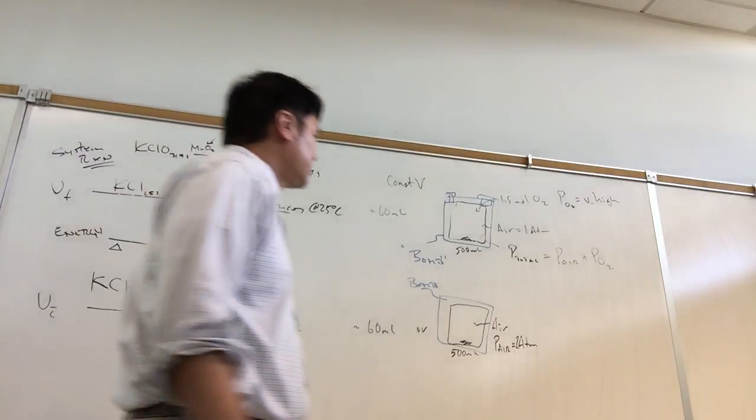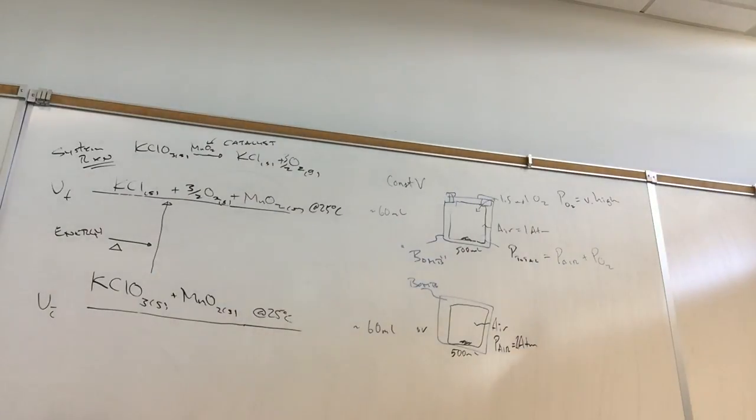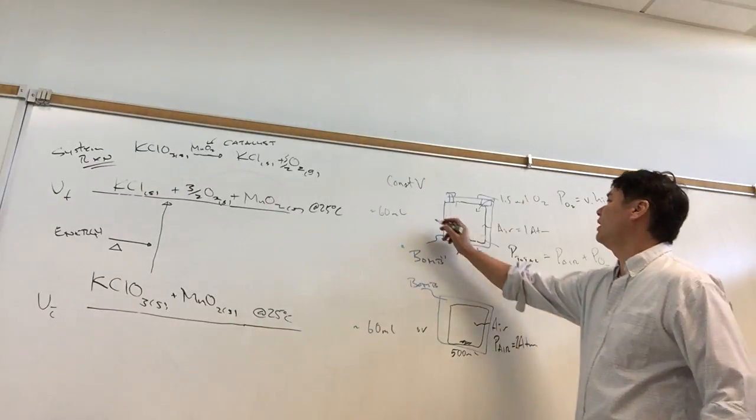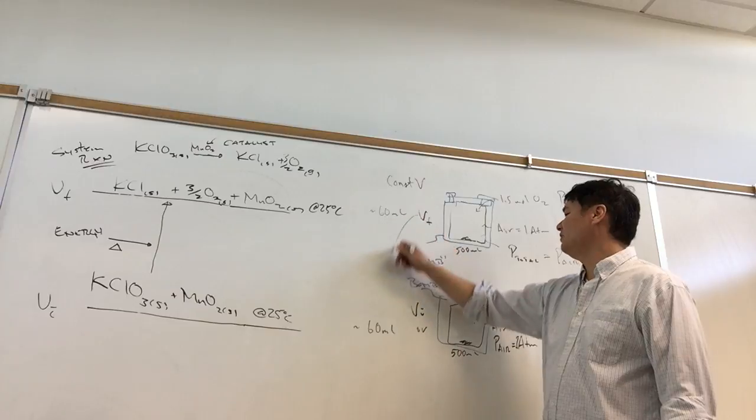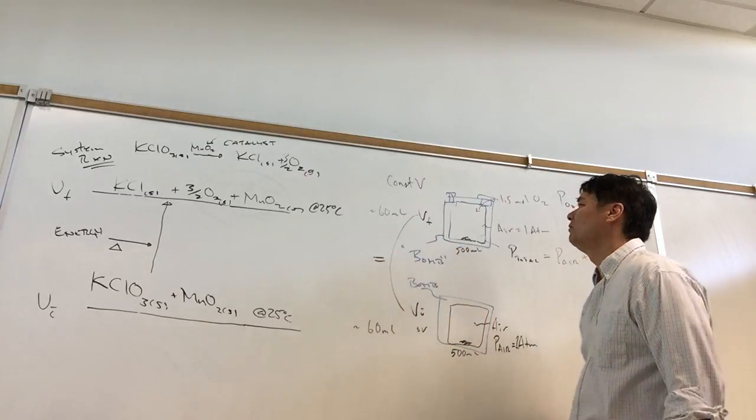So that's at a constant volume. The system volume doesn't change. So we have V final and we have V initial, and V final and V initial are equal. The volume didn't change.